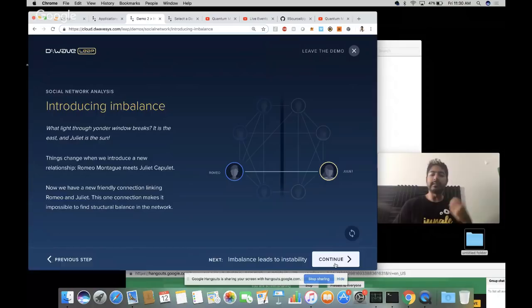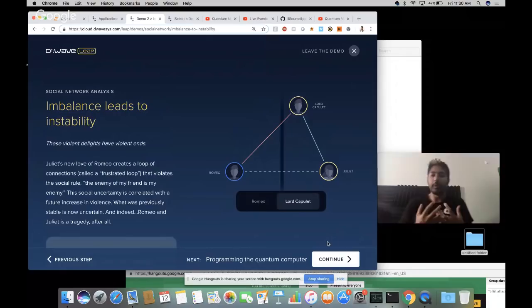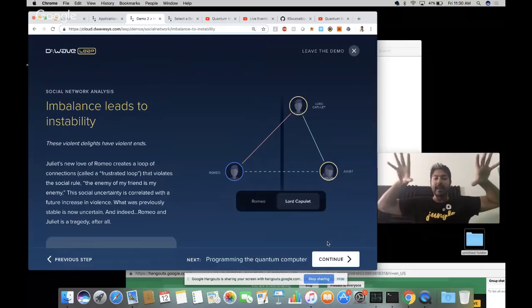And this leads to instability or imbalance in the network, right? Because ideally we want there to be no connection between both groups. A balanced network in this case would be one where there are no positive connections between the families. So how do we rebalance this?